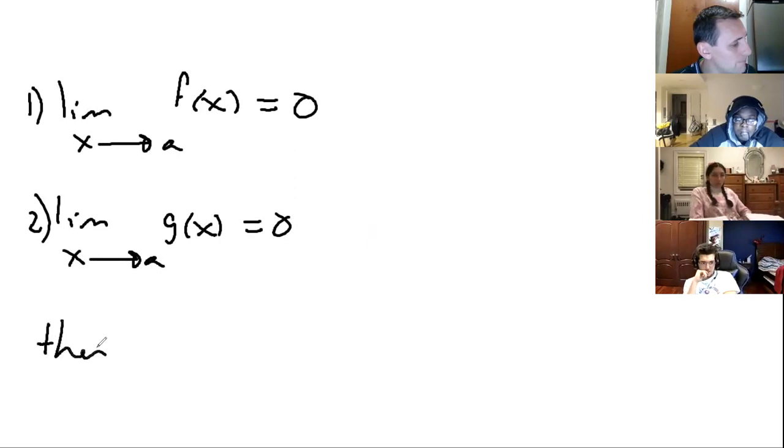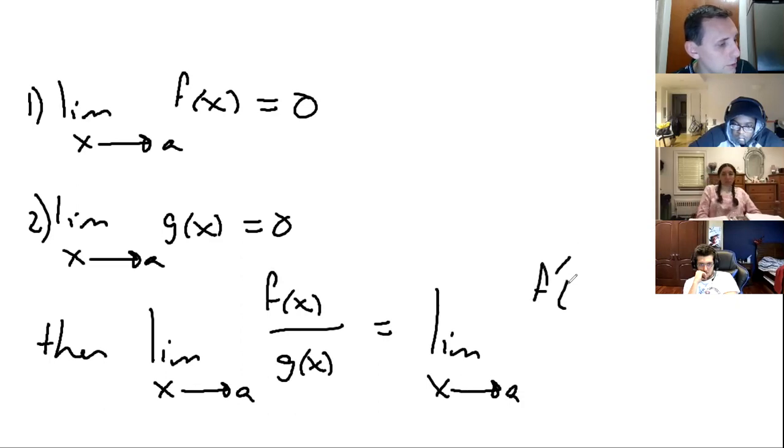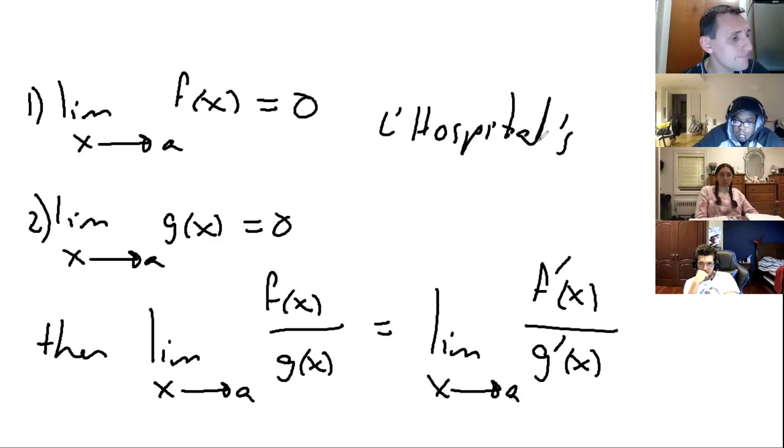Then the limit as x goes to a of f of x divided by g of x is equal to the limit as x goes to a of the derivatives on the numerator and denominator. It's not the quotient rule, right? That's what you call L'Hopital. It's just an instance of what we're doing. It's recognition of the derivative.